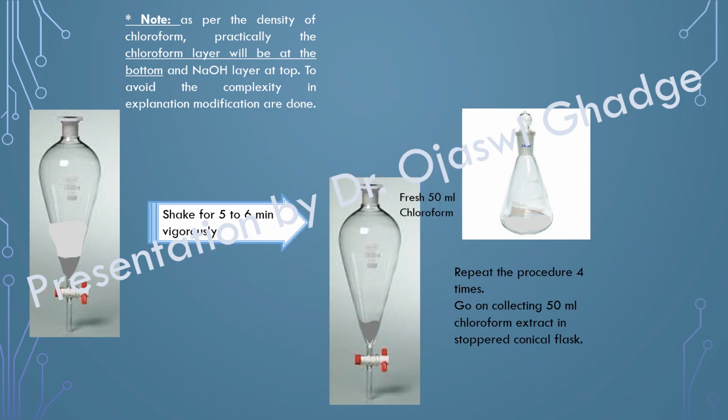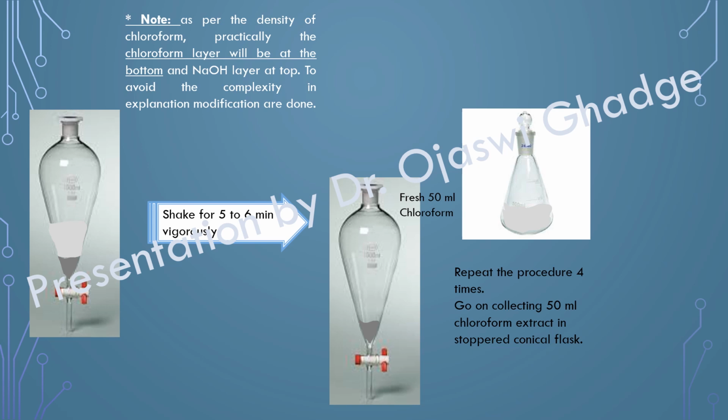The second layer of chloroform will now be transferred to the conical flask. Again we will add fresh 50 ml chloroform into it, shake for 5 to 6 minutes and again transfer the chloroform layer into the conical flask. We have to repeat the procedure. Again add fresh 50 ml chloroform to this separating funnel. Shake it vigorously for 5 to 6 minutes and the last chloroform layer is then transferred to the conical flask.